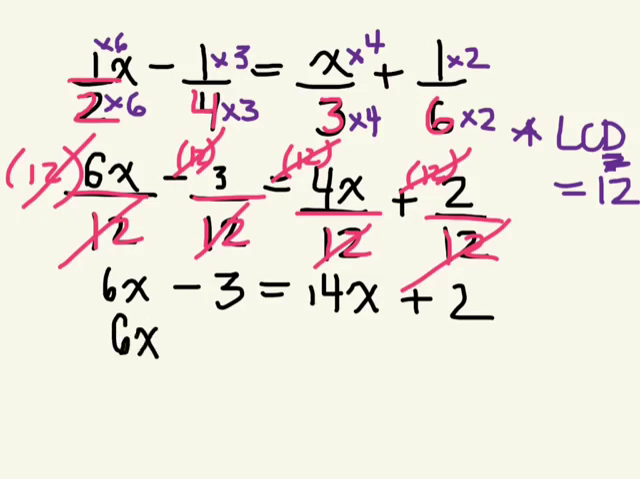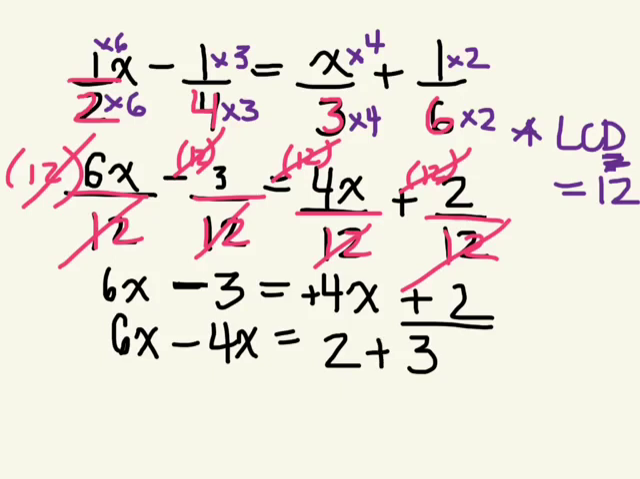So 4x on the right side is positive. On the left side it becomes minus 4x. Right side it's plus 2. Take away 3. And then the negative 3, so subtract 3 becomes plus 3. I made a mistake there too. 6x take away 4x is 2x, and then 2 plus 3 is 5.